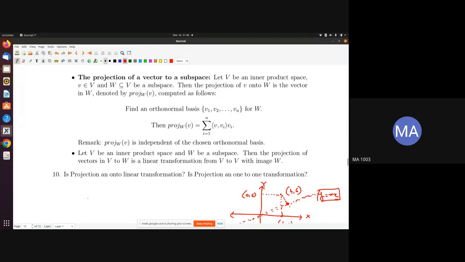Whenever I have some subspace, let me call it W. The whole vector space here, R2, is my V, and the subspace is W. This is my vector v, (4,6). Now I want to take a projection of (4,6) on the line y equal to mx. Let me be a little more specific: let y equal to 1/2 x. How will we calculate the projection? First of all, we need an orthonormal basis for W.